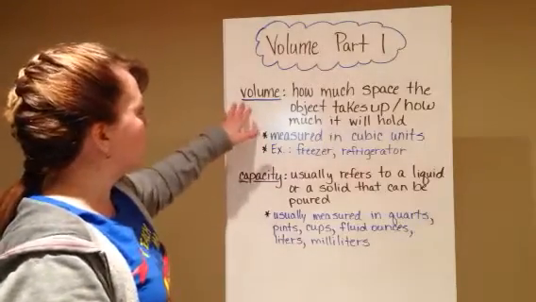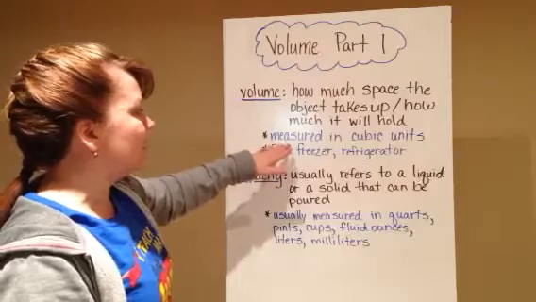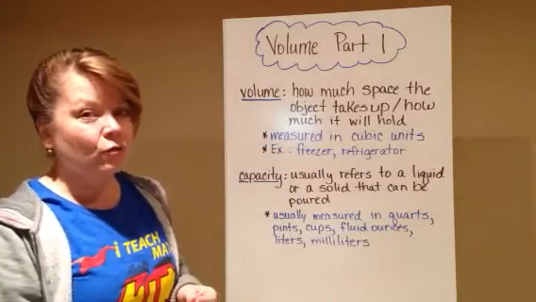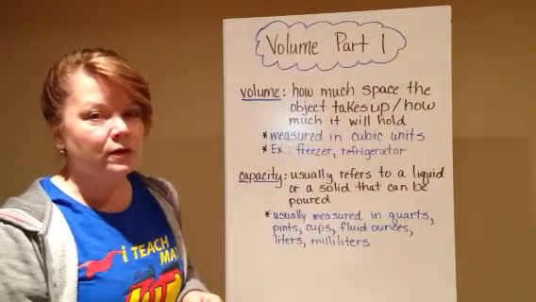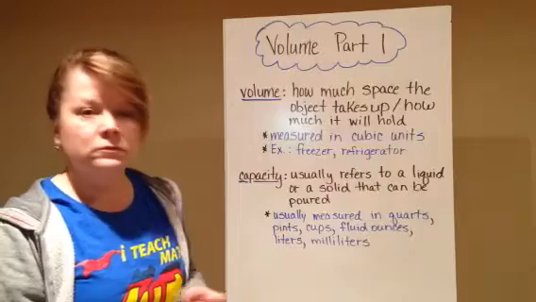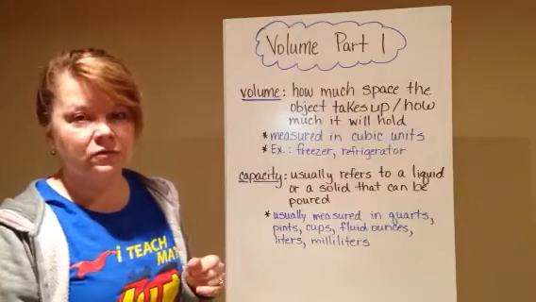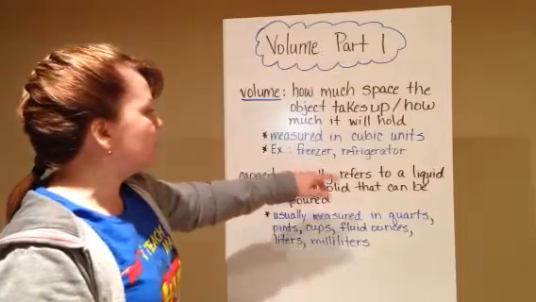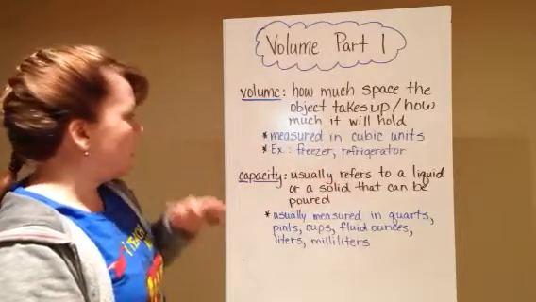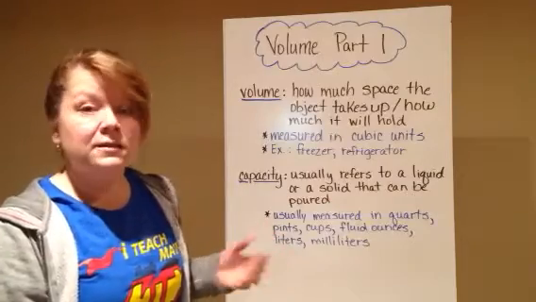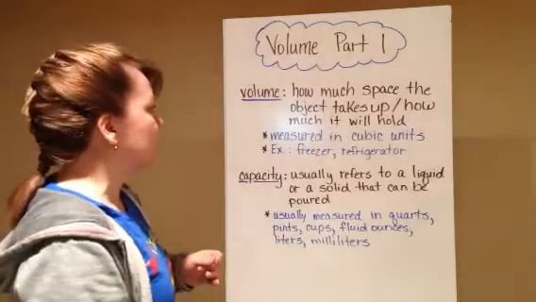Okay, so usually when we look at volume, we're measuring in cubic units. And if you remember, what other item did we measure in square units? That would be perimeter? No. Area? Yes. So I gave you an example of a freezer or refrigerator. They might say the volume is so many cubic feet. So that's what they're talking about, how much it will hold.